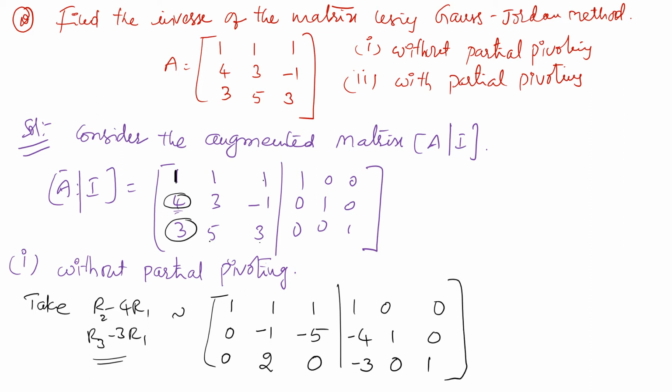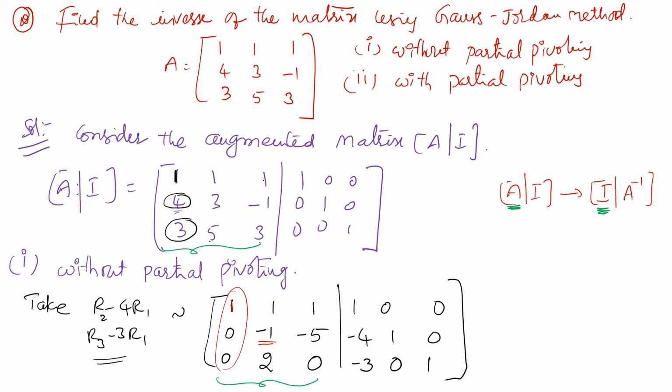Okay, next, this is the 2 2 position. What is the logic here? A I must be reduced to I A inverse. That means I have to convert this matrix A to the identity matrix. For this I have to reduce this to 1 0 0. The first identity column is already over. Now I have to get 0 here, and this is 1, and this is 0. So first make this negative 1 to positive 1.